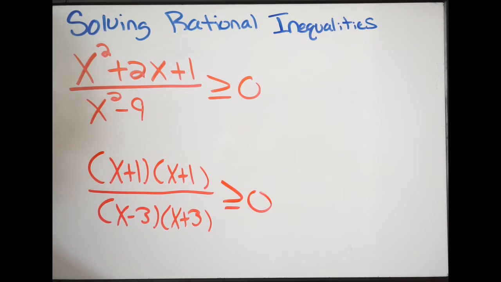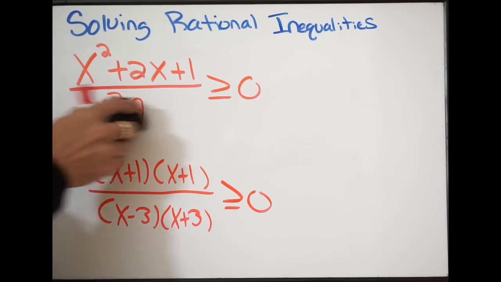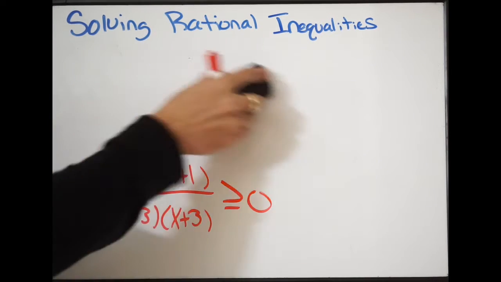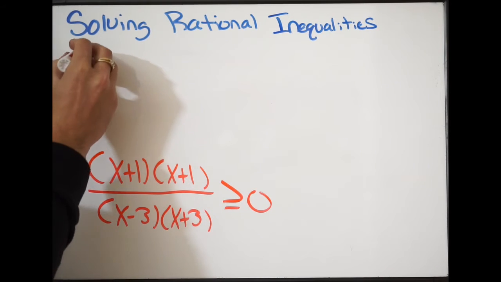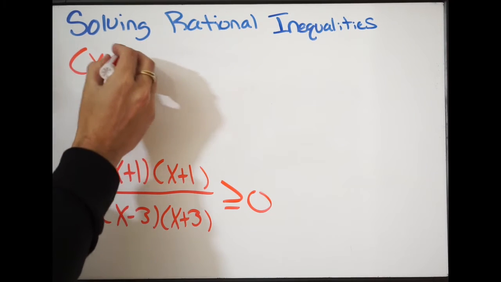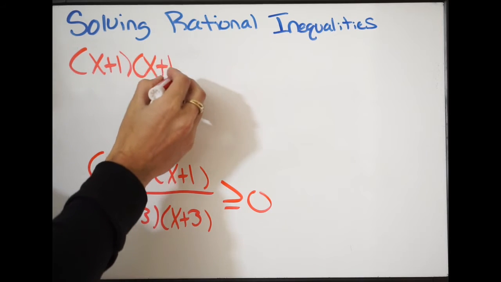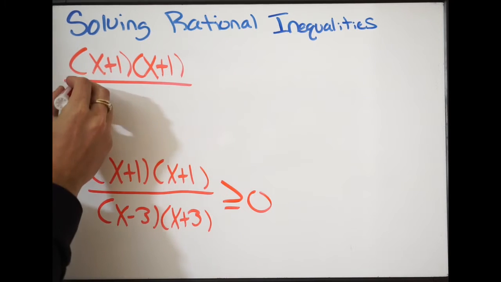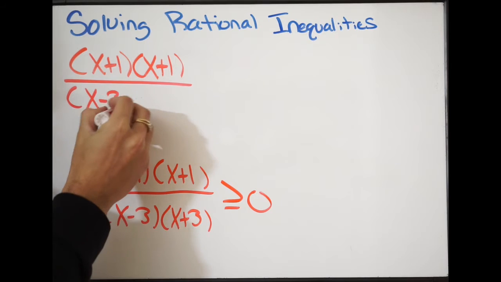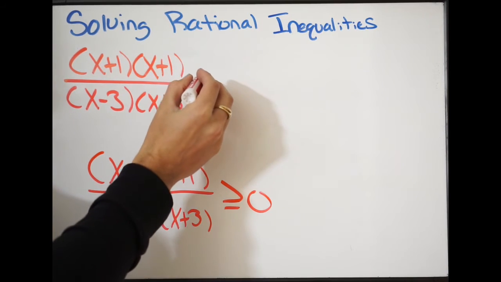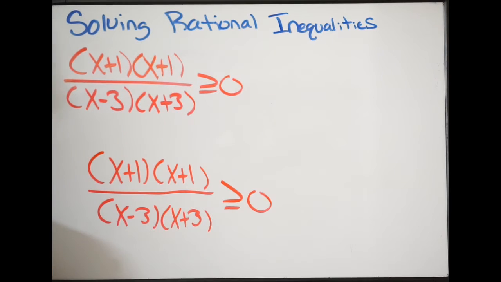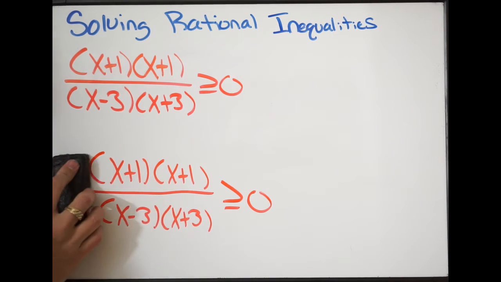What I'm going to do here is erase this one and replace it with what we factored. So we have x plus 1, x plus 1, and then we have x minus 3, x plus 3, and again greater than or equal to 0. All right, so let's go ahead and find our points of interest.